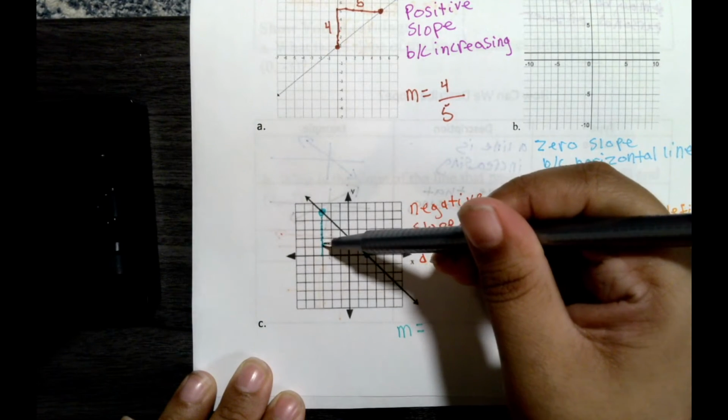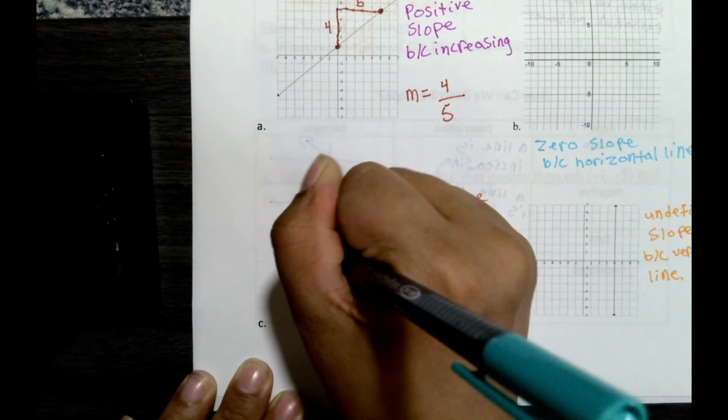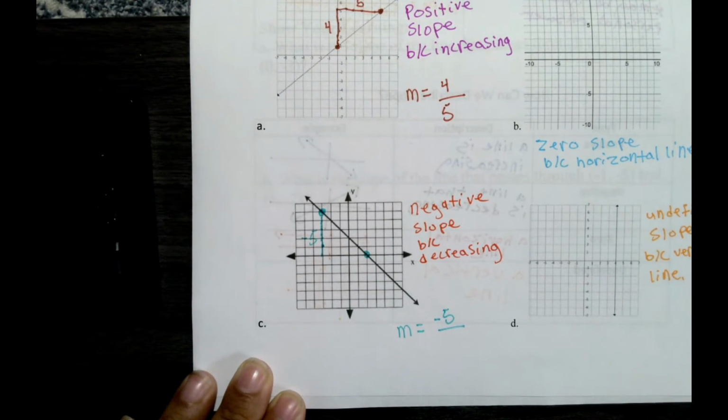And we would expect our slope to come out as a negative number because we know since it's decreasing, it's negative. Just like up here, we'd expect it to be a positive number because it's increasing. All right.